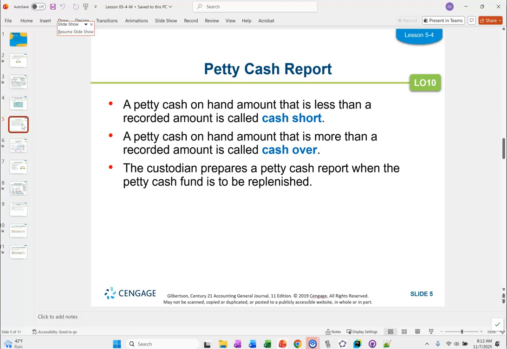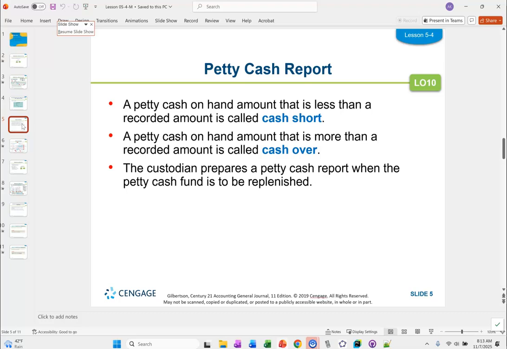A petty cash on hand amount that is less than the recorded amount is called a cash short. That means you're missing some money that's supposed to be there. A petty cash on hand amount that is more than the recorded amount is called a cash over. That means you have more money there than you're supposed to.